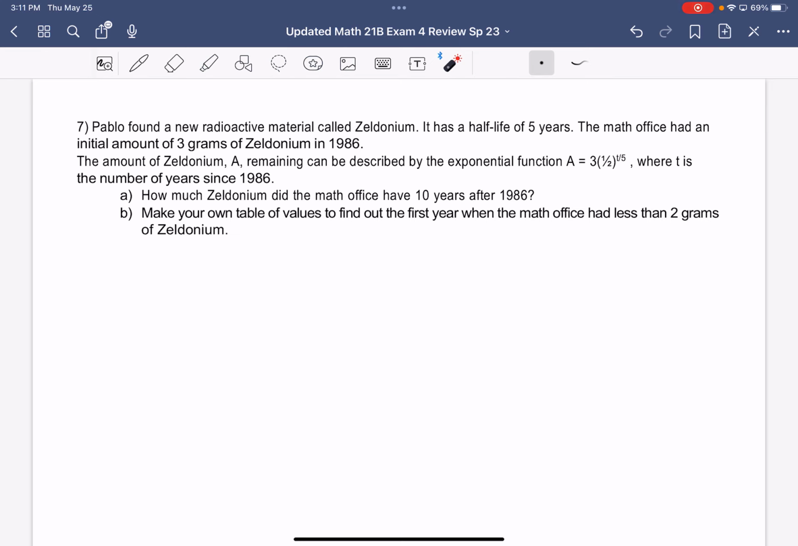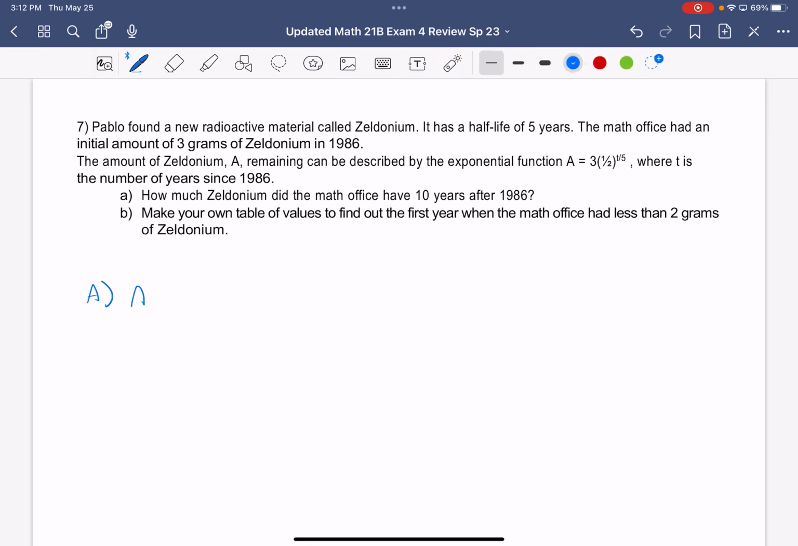So let's do that part first. So part A. We're given the equation that we need to use, right? It's right here. The amount of zeldonium is equal to this, where you could plug in a value for t. So tell me, where do I plug in these 10 years? Do I plug it in for A or do I plug it in for t? T. For t, exactly. Good.